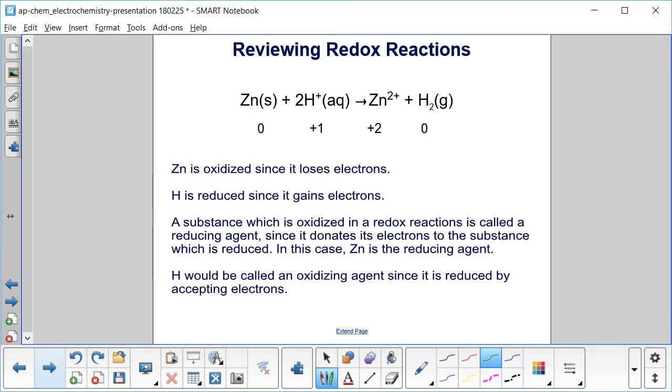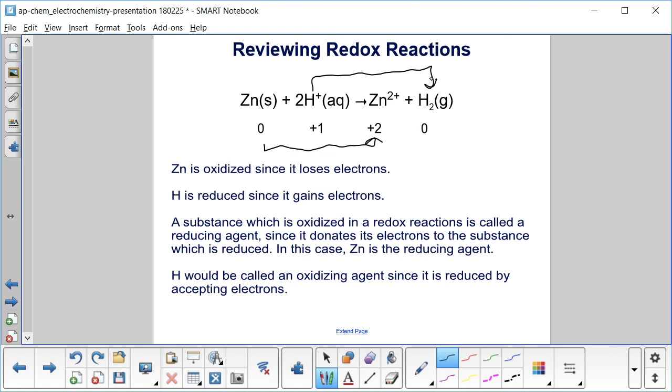Zinc is being oxidized since it's losing electrons. How do we know that it's losing electrons? Well, its oxidation state goes from 0 to positive 2. So there's a loss there of 2 electrons. Hydrogen is being reduced since it's gaining 2 electrons, and we can see that because the oxidation state is becoming less positive through the addition of negative charges.